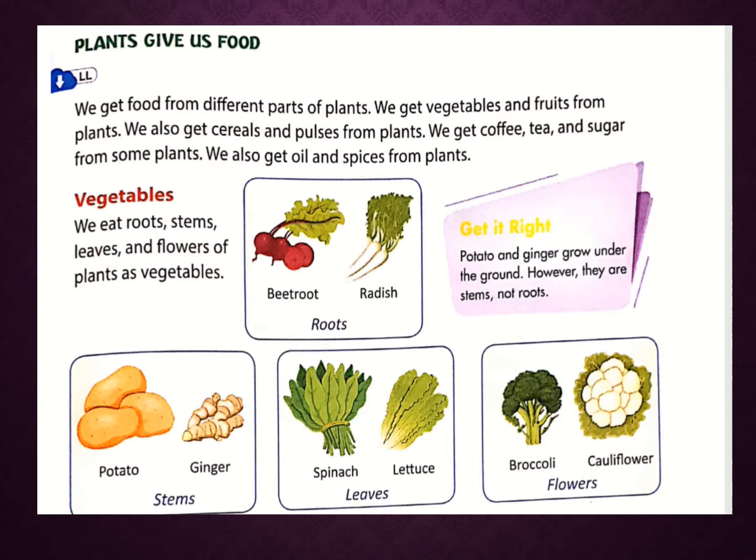So let's read the text again. We get food from different parts of plants. We get vegetables and fruits from plants. What do we get? We get vegetables, also we get fruits. We also get cereals and pulses from plants. We get coffee, tea and sugar from some plants. We also get oil and spices from plants. See, vegetables. We eat root, stem, leaves and flowers of plants as vegetables.